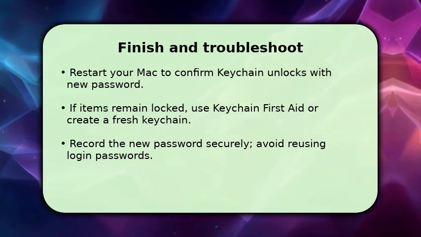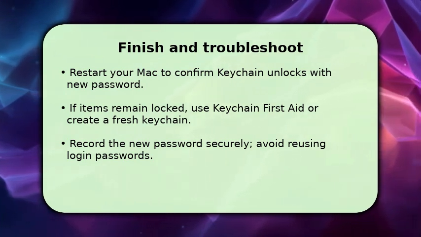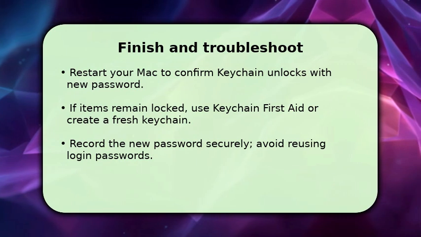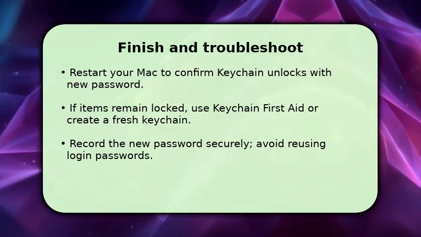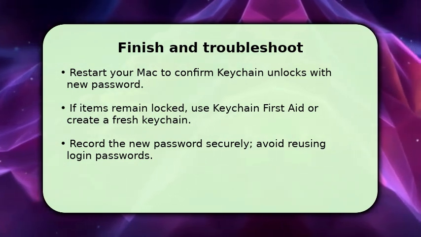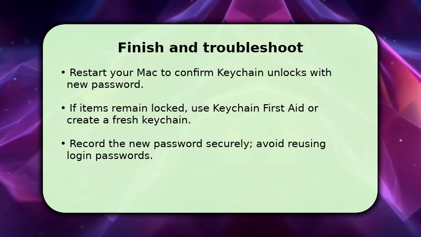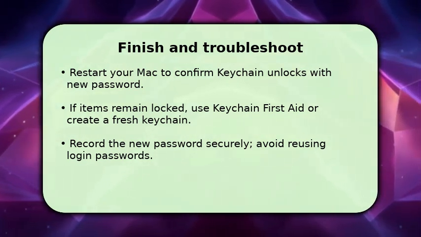If some items still say incorrect password, then use Keychain First Aid or create a new keychain and manually migrate items. One key troubleshooting tip: if you can't recover access, create a new login keychain and reset stored passwords. This resolves corruption but requires re-entering credentials. Finally, save the new password in a secure vault so you won't lose access again.